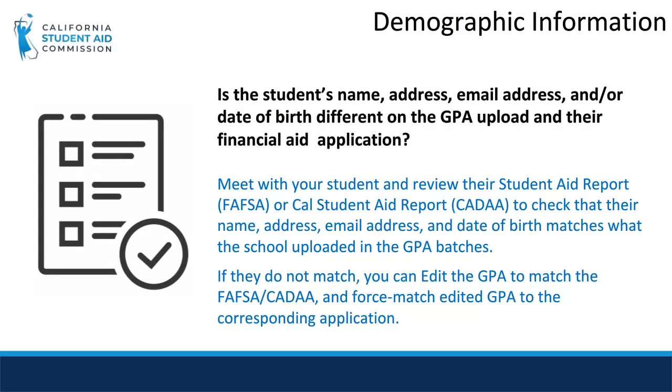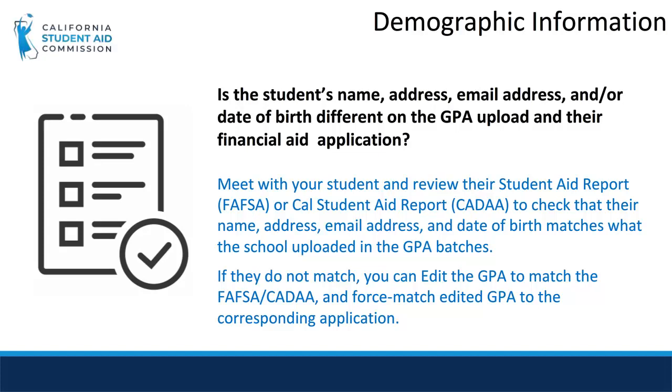Because the GPA no longer uses Social Security numbers to match, it is important that demographic information matches on both the financial aid application as well as the GPA that the school has uploaded. Is the student's name, address, email address, and/or date of birth different on the GPA upload and their financial aid application? For example, students might have multiple last names, or they moved over the summer and never updated the school with their new address. If the information doesn't match, the GPA will linger in our system unless data is edited to match with the application.